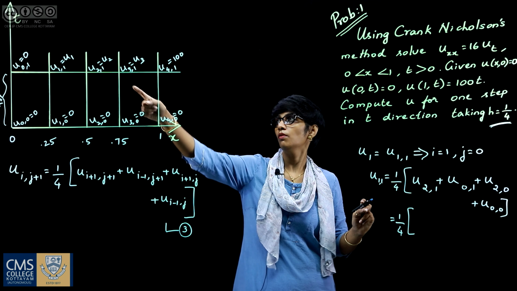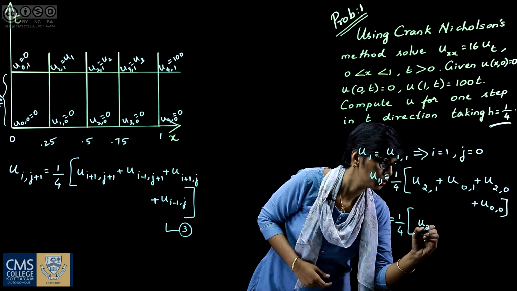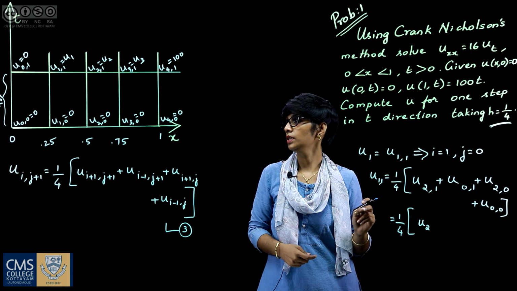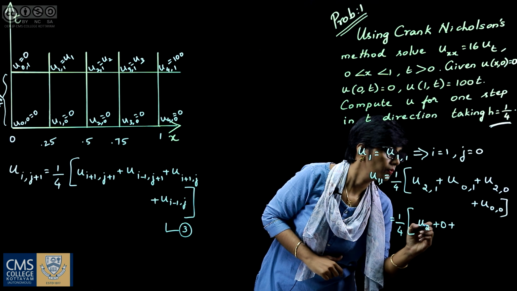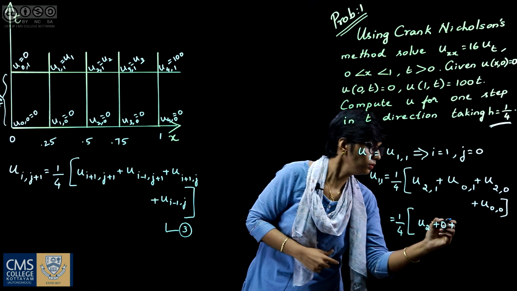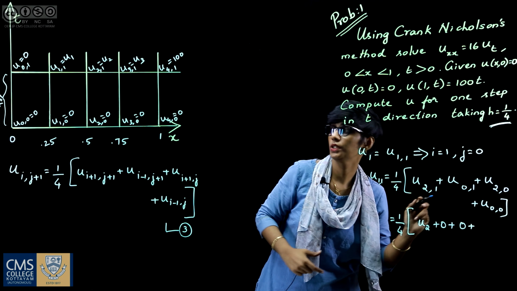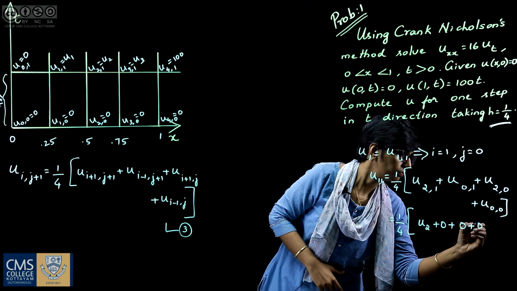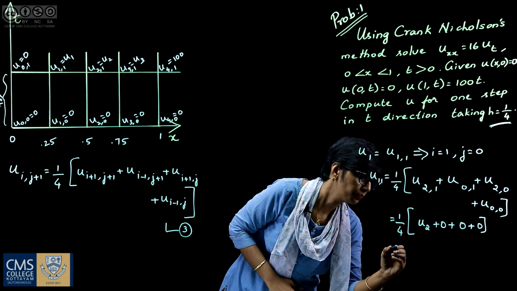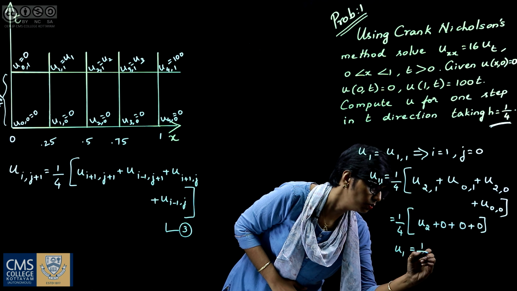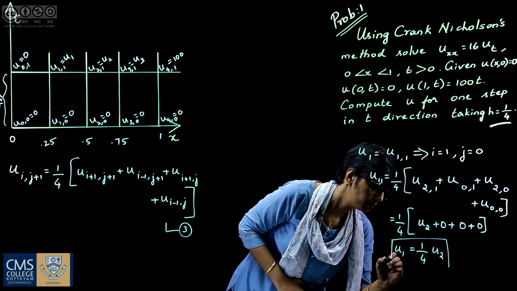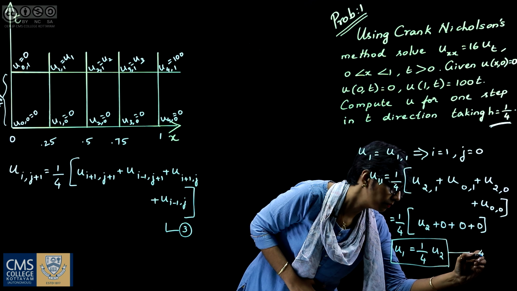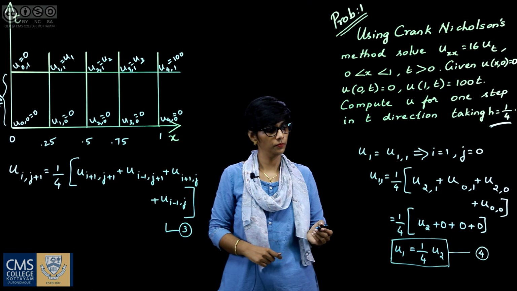u of 2 comma 1 is u2. So, we need to find that u2. Then u of 0 comma 1 is given, that is 0. u of 2 comma 0 is also 0. u of 0 comma 0 is also 0. So, we have u1 is equal to 1 by 4 u2. This is equation number 4.